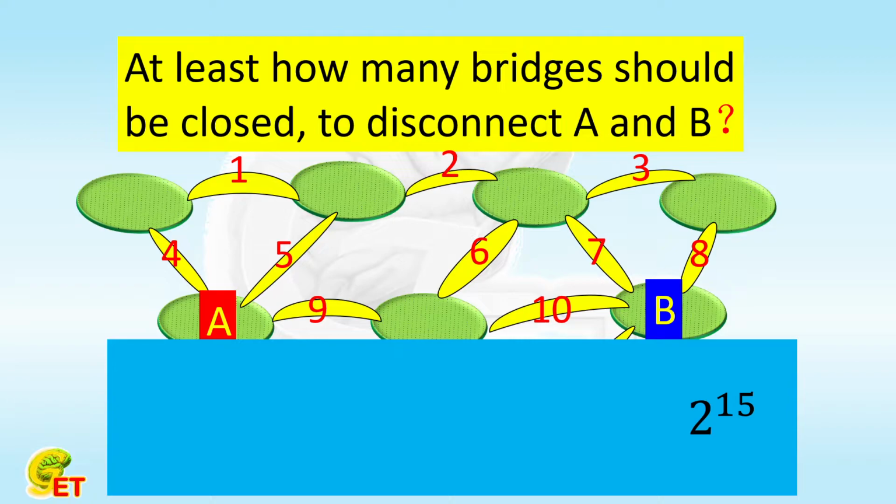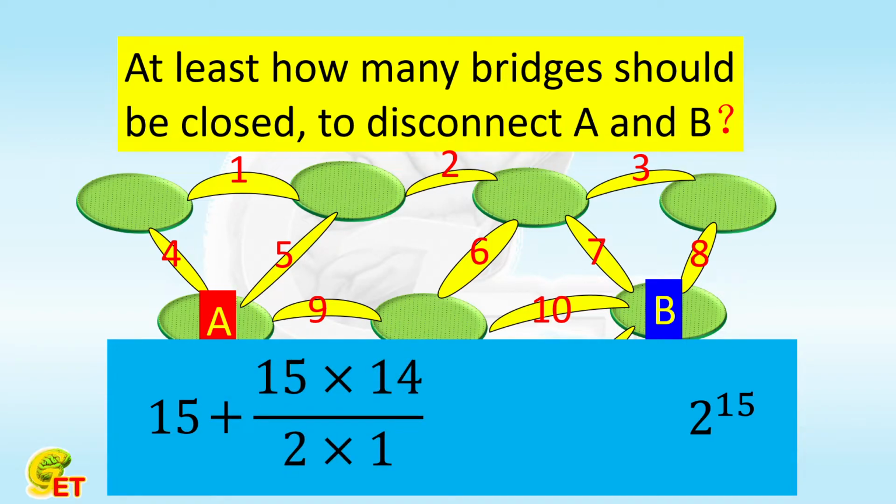Since the question is about at least how many bridges should be closed, we might as well start with the possibilities of closing only one bridge. If there is already a case for A and B to be unconnected, the calculation is over. If not, go ahead and discuss all the possibilities of closing 2 bridges, and so on. Generally speaking, as long as the number of bridges is not too large, the calculation will be much smaller than 2 to the 15th power. If the number of bridges is really large, other algorithms can also be adopted.